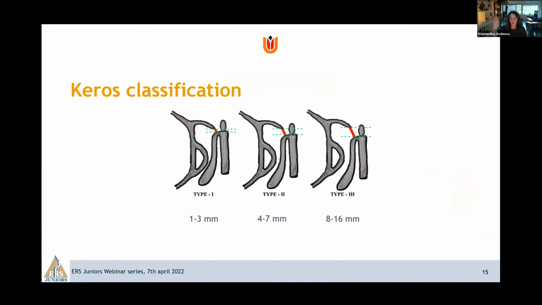Moving forwards from the posterior skull base now back to anterior skull base, we have already mentioned lateral lamella. So here we are looking at the right nasal cavity. This is septum, middle turbinate, bulla, orbit. This is cribriform plate, and this is lateral lamella. And Keros classification separates lateral lamellas into 3 types, depending on how long it is. And type 2, between 4 and 7 millimeters, is the most common.